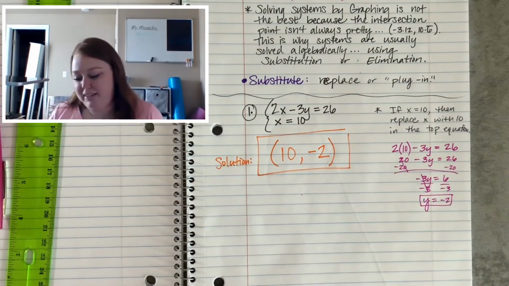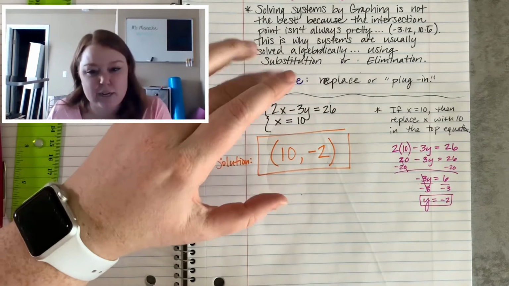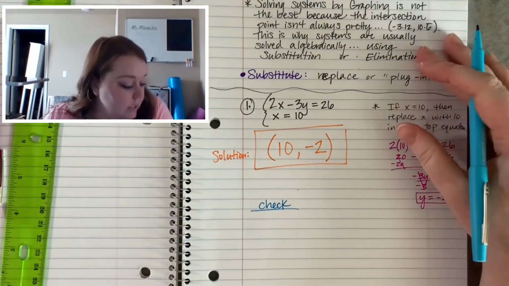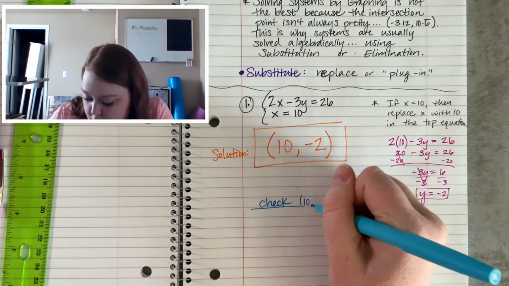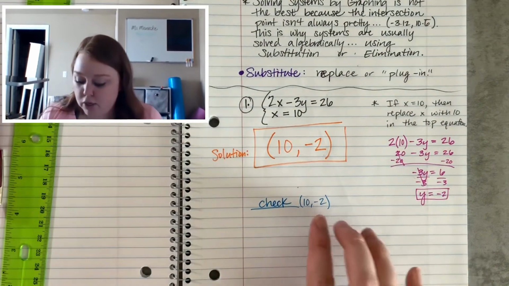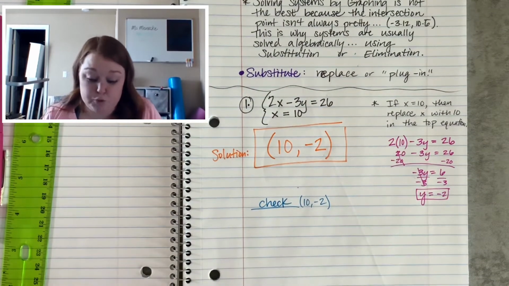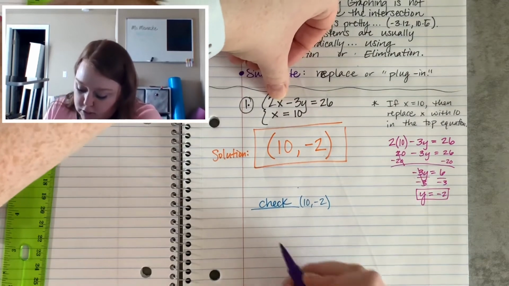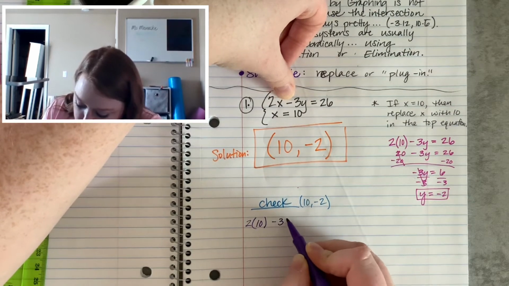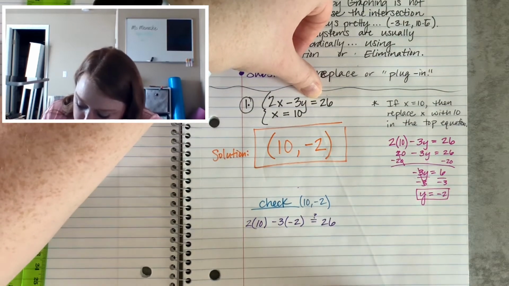Now, if you're thinking this is too easy, it's because this one is a pretty nice one. We're starting off kind of easy, okay? But let's check it. If you don't trust the magic that I just did, let's go ahead and check it. We're going to check to see if 10 comma negative 2 is the solution of this system. We had a whole lesson on this, how to check. Replace x and y in each equation and see if it's true for both. It has to be true for both. So let's take this top equation. I would do 2 times my x value minus 3 times my y value maybe equals 26.